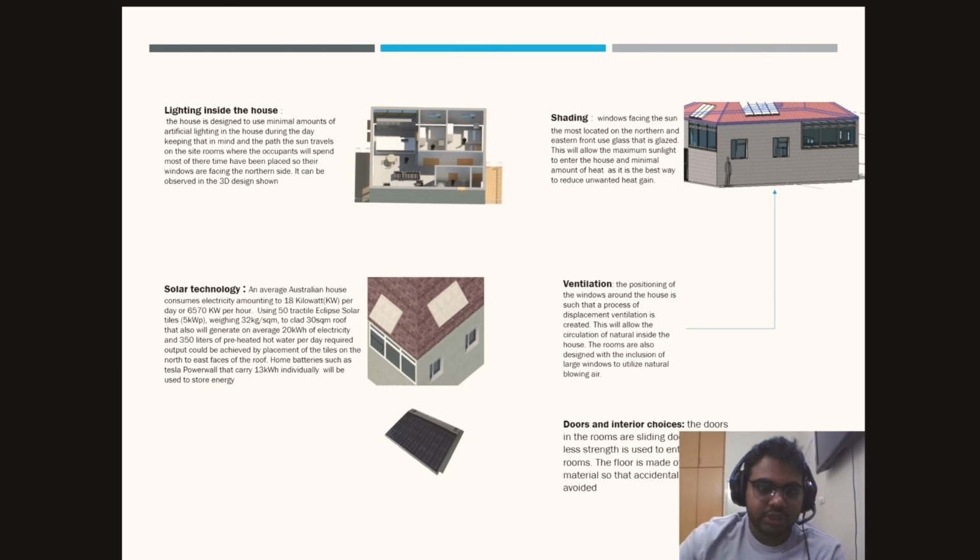This is my discussion of the net zero energy design, the tactile eclipse solar panel usage, as well as the shadings in the glass, so that maximum sunlight can enter with the least amount of heat. The ventilation, as I told you, has a difference in elevation in the windows to allow hot air to leave the building and cold air to enter.